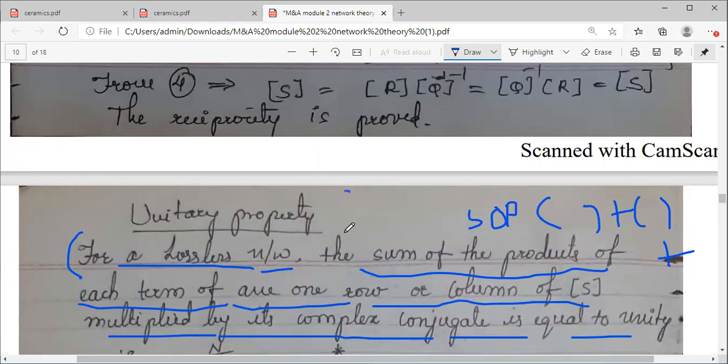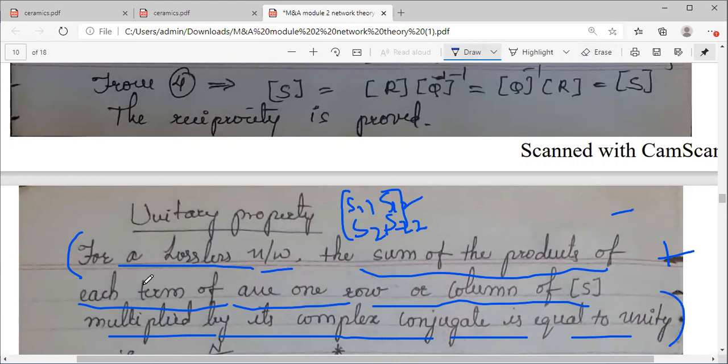Try to understand this. If I consider a two-port network, the S matrix will have the order 2 cross 2, meaning 4 elements, that is S11, S12, S21, S22. This is your S matrix. I'm taking an example to explain what this statement means. For a lossless network, take the product of each term and the sum of any row or any column with its complex conjugate. So if I take one more matrix, this should be the complex conjugate.